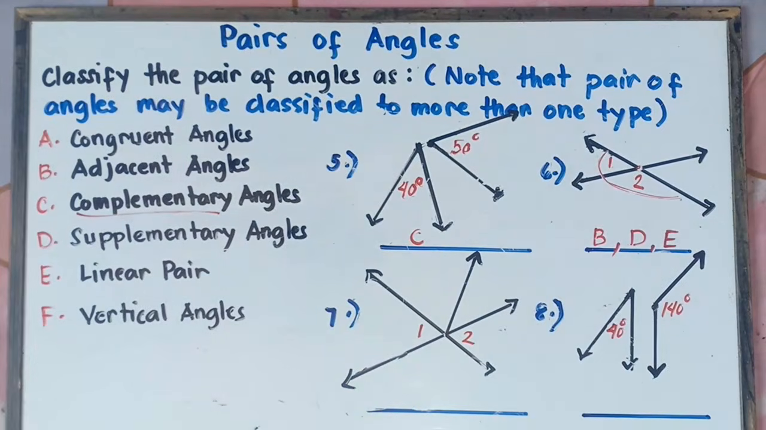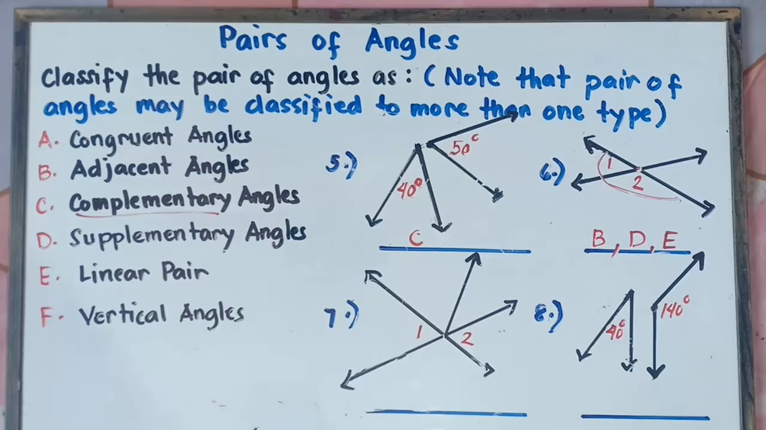Alright, so let's proceed now to number 7. Can you call this one congruent angles? Yup. You can call this one congruent angles because these are vertical angles. Vertical angles formed by intersecting lines. So this one right here, 1 and then 2. Yup, you can call this one congruent angles. The measure of angle 1 is equal to the measure of angle 2.